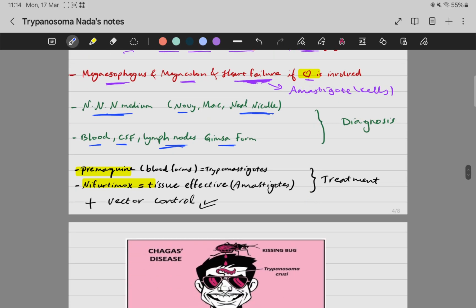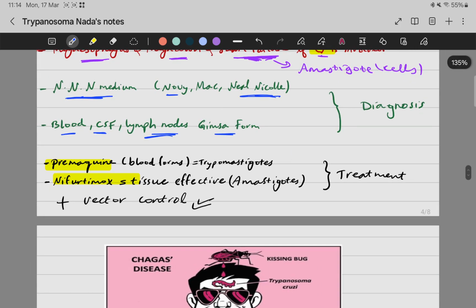Okay, what about the treatment? Treatment is also for two different forms. The first is for the trypomastigote form of the parasite. As I told you, the parasite can exist in the body in two different forms. First, trypomastigote, which is the bloodstream form. If the parasite is in the bloodstream, we will use primaquine. So primaquine for the blood form, and for the amastigote, the tissue form, if it is found in the cells, we will use nifurtimox.